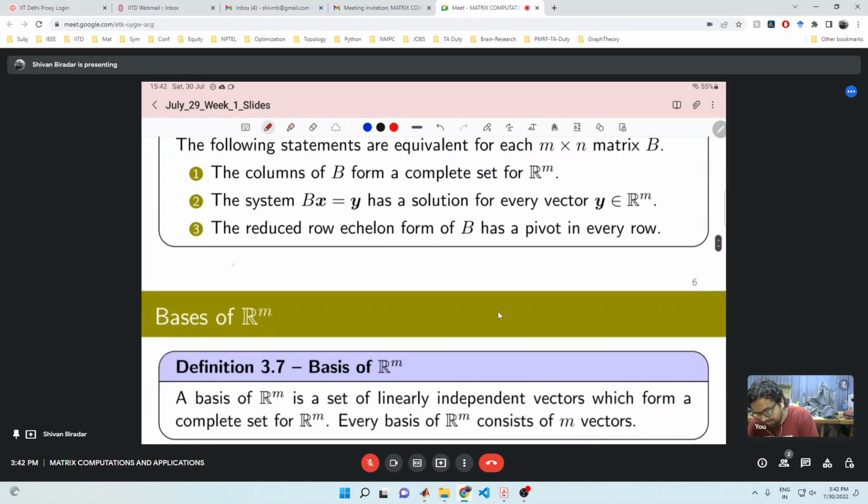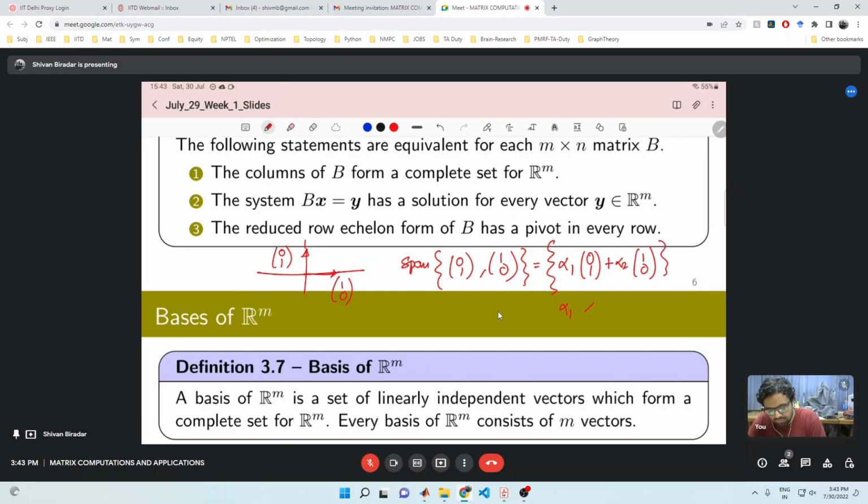So what does this mean? I'll take an example again. Let us say that I have a vector (1, 0) and I have a vector (0, 1). What is the span of these two vectors? The span of these vectors is the set of all the linear combinations of these two vectors: alpha 1 times (0, 1) plus alpha 2 times (1, 0). Take any value of alpha 1 and alpha 2, put it here, and you will get a vector. That will be your span.